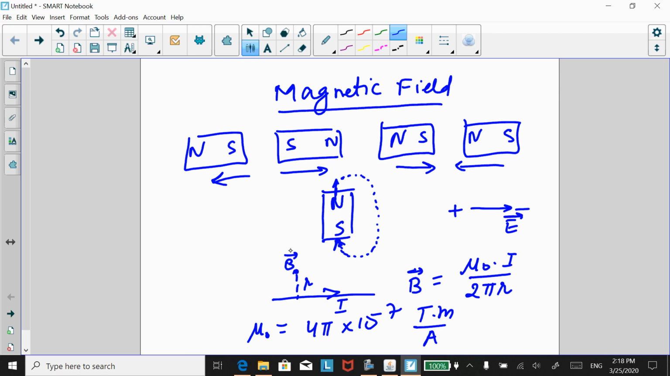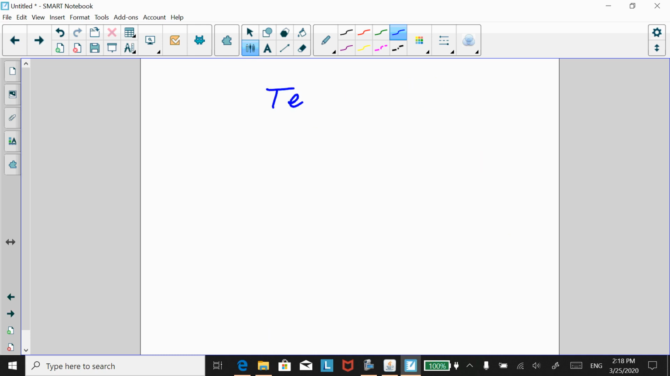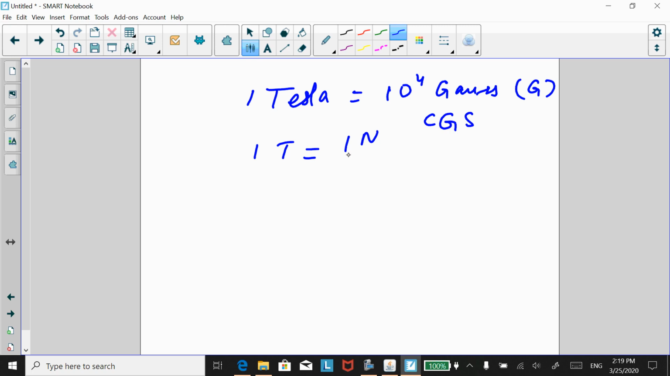The magnetic field is also a vector quantity, and the SI unit for magnetic field is Tesla, named to honor the scientist Nikola Tesla. So 1 Tesla is 10 to the 4 Gauss. This is the symbol for Gauss, where Gauss is the CGS unit. Tesla is the SI unit. You can also break down Tesla into smaller units. That will be 1 Newton per Coulomb per meter per second. That way we can define Tesla in basic units.